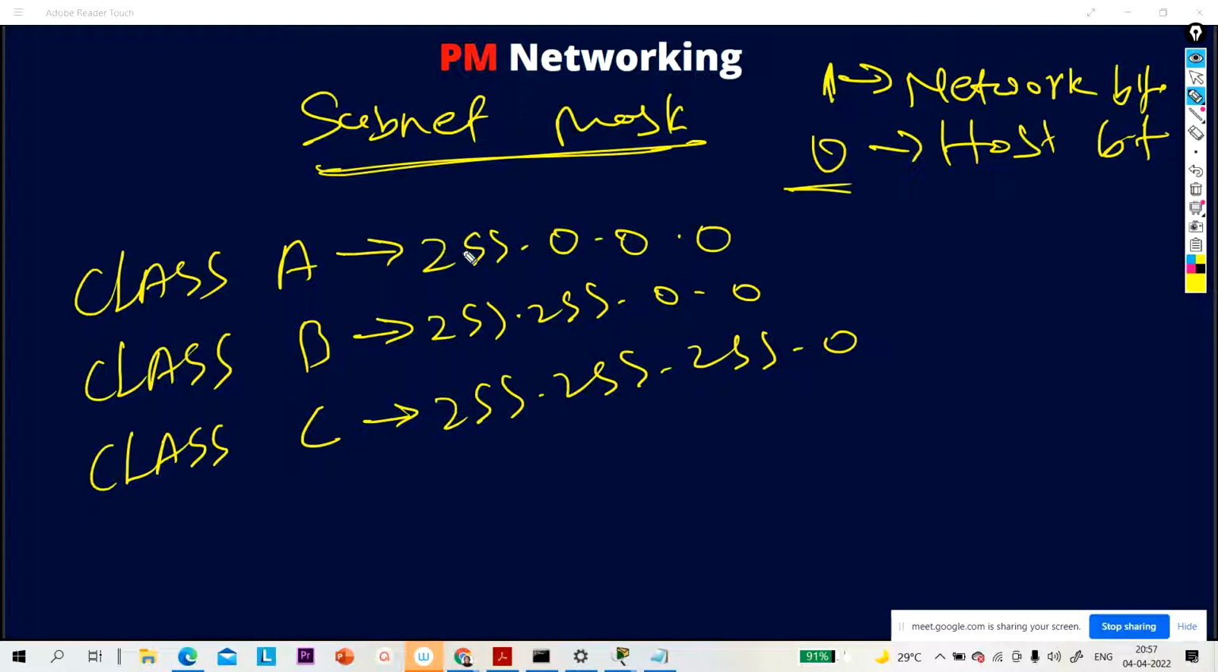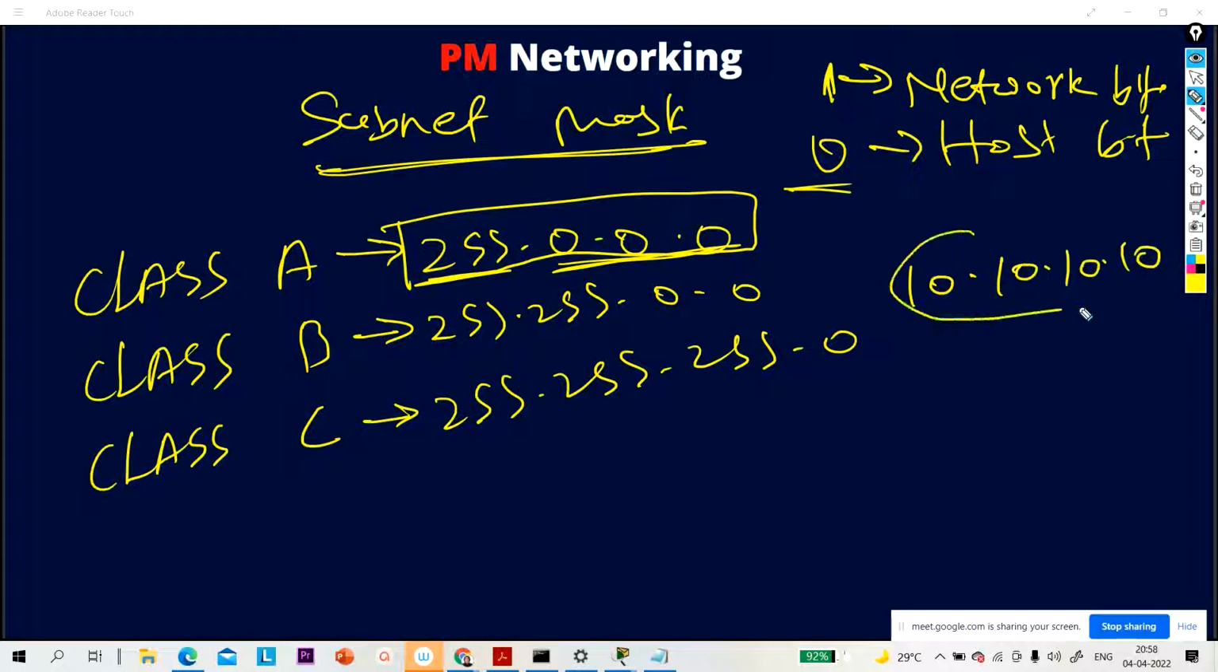So guys, 255 means 8 times 1, and 0.0.0 means 24 bits of 0. Since 1 is a network bit and 0 is a host bit, this subnet mask tells us there are 8 network bits and 24 host bits. That's why, when I wrote the IP address 10.10.10.10, someone said there are 8 network bits and 24 host bits.